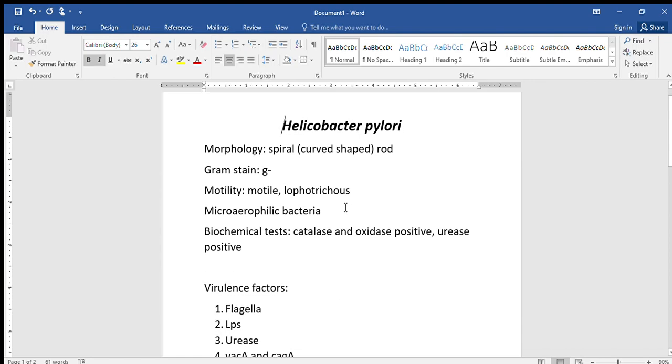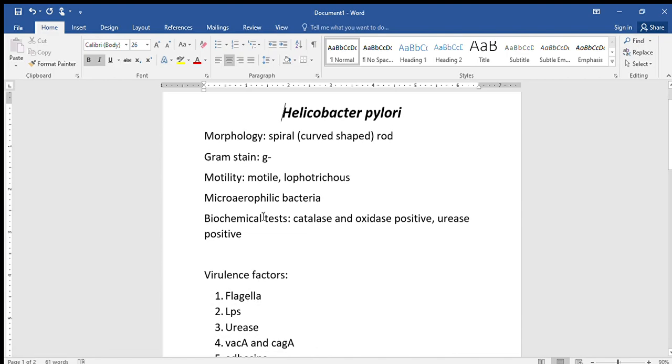Next, it is a microaerophilic bacteria. Micro means less, aerophilic means oxygen loving, so it loves less oxygen. How much? That is 5 to 10% oxygen for the growth. Now regarding the biochemical tests, it is catalase and oxidase positive, and most important, it is urease positive. Why urease positive? Because it contains an enzyme called urease, which also has a bigger role in the virulence of Helicobacter pylori.